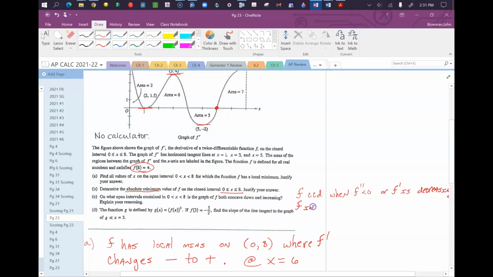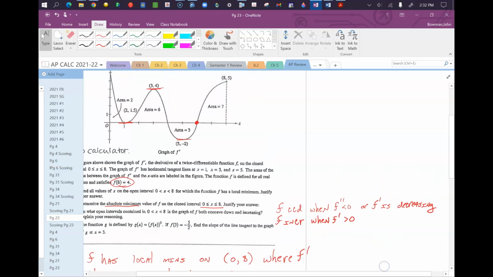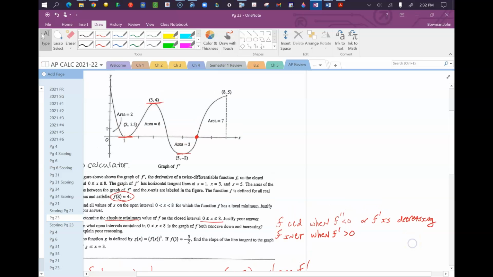F is increasing when f prime is greater than 0. Okay, so we are looking for the intervals on the graph of f prime when it is positive and decreasing. So that is happening here, and it's also happening here. So those intervals consist of, let's see, 0 to 1, open interval it said, so we're not including 0, or 3 to 4.